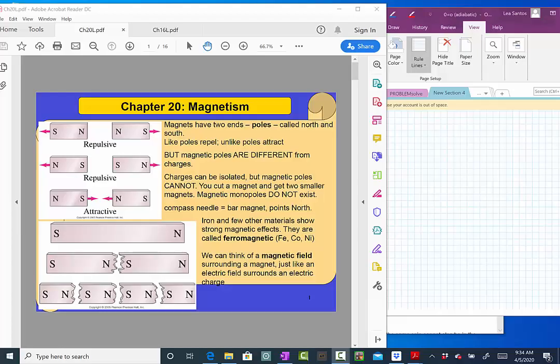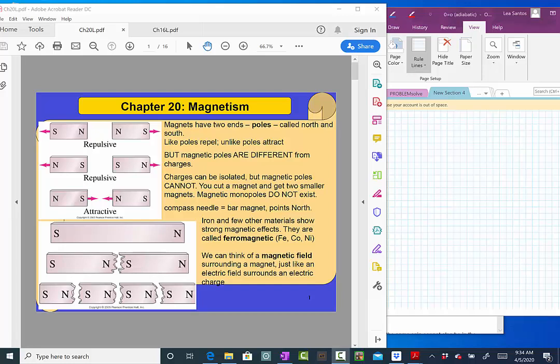Okay, so now we are starting chapter 20, which is about magnetism. You must all have played with magnets in your life. It's a lot of fun. And you may have realized that, depending on how you bring two magnets together, they either attract each other or repel each other.